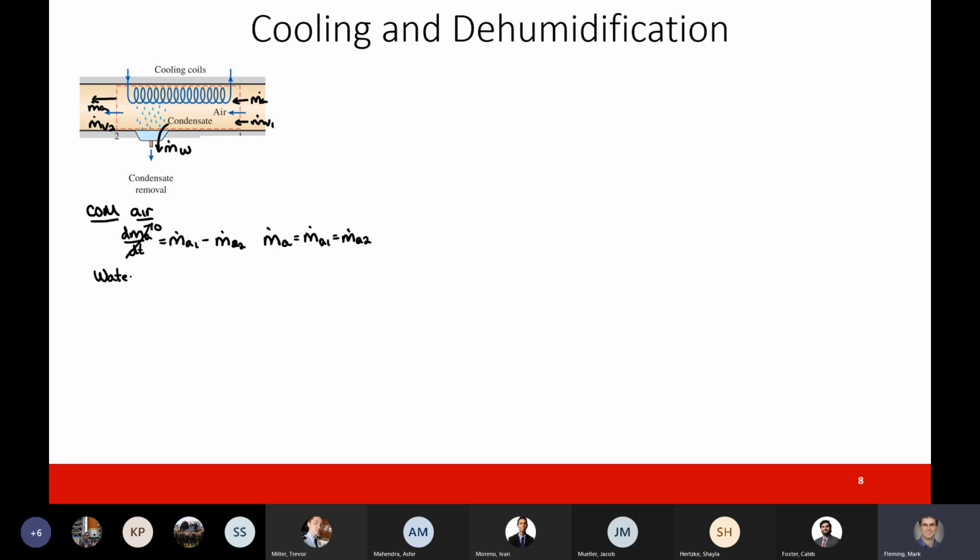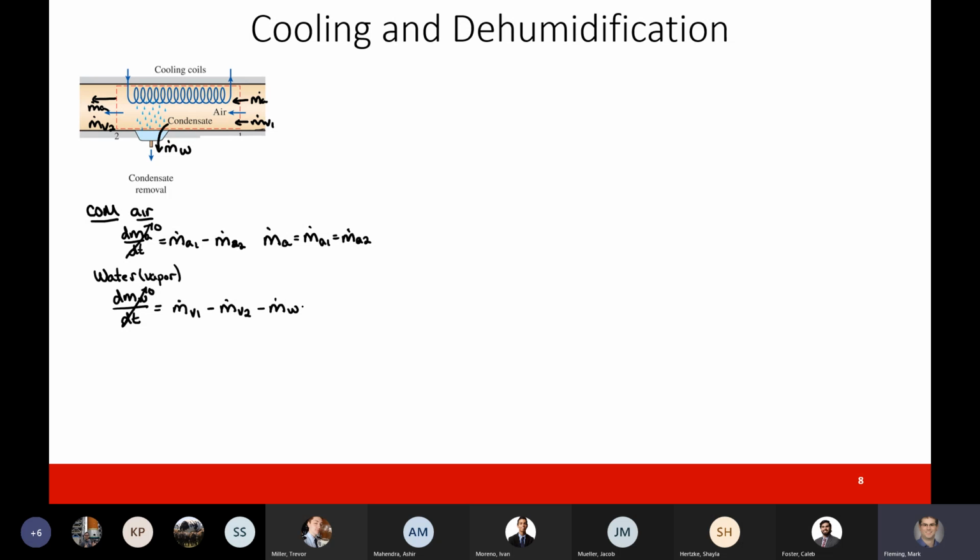Now, in terms of the water, you will also include the vapor as part of this. If we do this, we have the change in mass of the water with respect to time inside the system. This is steady state, so that goes to 0. And then in terms of the flows, we'll have a mass flow rate of vapor coming in, a mass flow rate of vapor leaving. So we could say m dot vapor 1 minus m dot vapor 2, and then the liquid water leaving, so minus m dot of the liquid water.